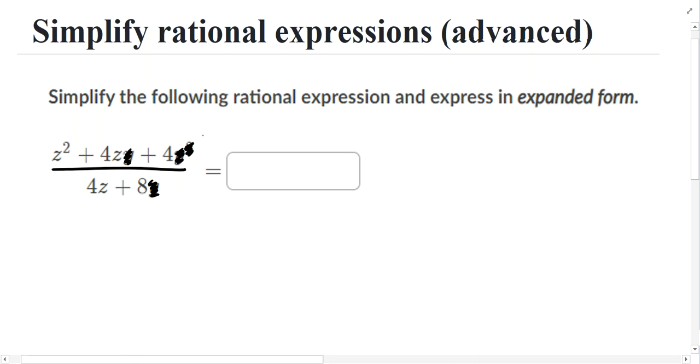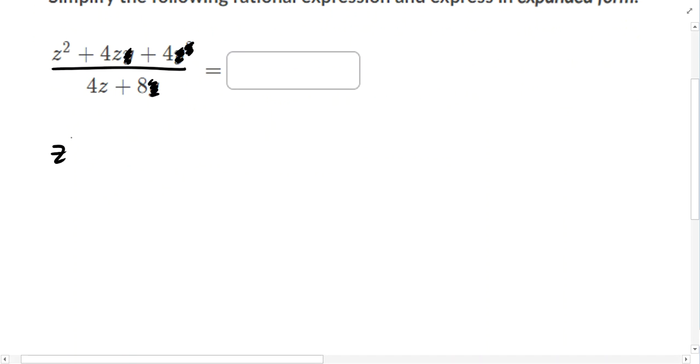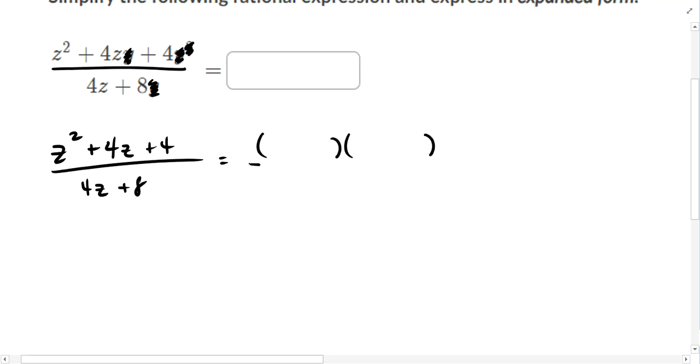Now, a lot of times I'll tell students just to ignore that second variable. Just throw those out for a moment and see if the existing expression looks like something that you could handle on your own. And I would say that this should be just fine for z squared plus 4z plus 4 and 4z plus 8. Hopefully you recognize that in the numerator we have a standard trinomial.